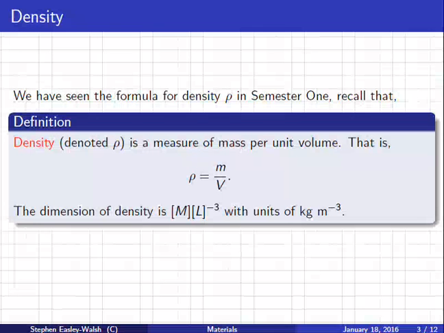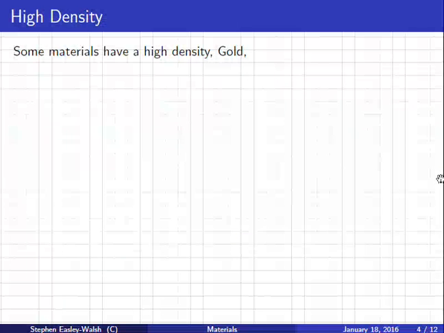What's the dimension? The dimension of this is mass per length cubed. Or as a unit, kilograms per meter cubed. Remember this? So I would still like you to write this definition down again. The whole thing in the box. Write the whole box down. I know you speak English because we've talked before, so please do this.